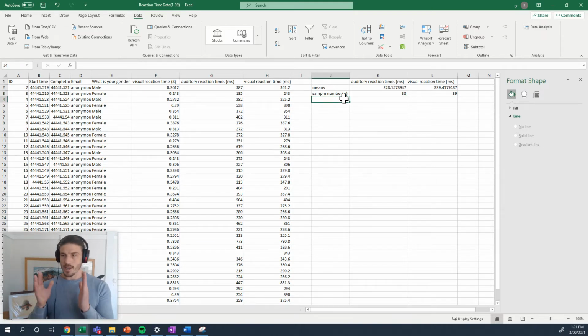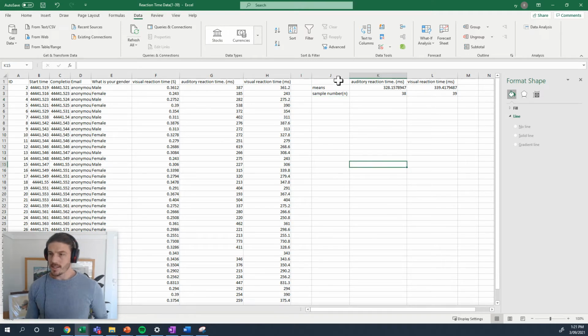Now, okay, so now we know the average and we know how many samples we took, but in science, we want to know the spread of the data, like is the spread of the auditory data the same as the spread of the visual? But before I do that, I might just get an idea for what my data looks like. So I'm going to graph the means of my auditory reaction time versus my visual reaction time.